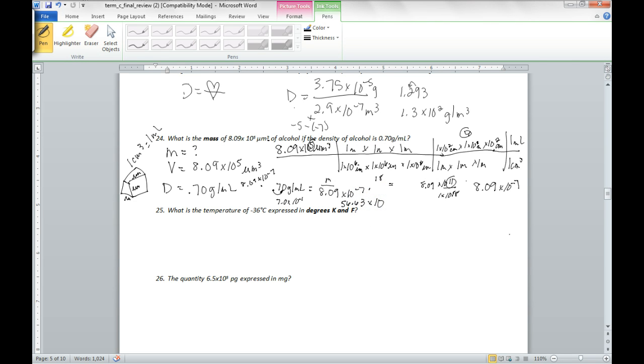Times 10 to the, we have a -7 plus 1, that's also negative, so that's going to get us to the -8th. We have to make this number smaller, so that number gets bigger, so it's 5.663 times 10 to the -7th grams. But sig figs, we only have 2, so that's going to round it up, so it's going to be 5.7 times 10 to the -7th grams. There's my answer.